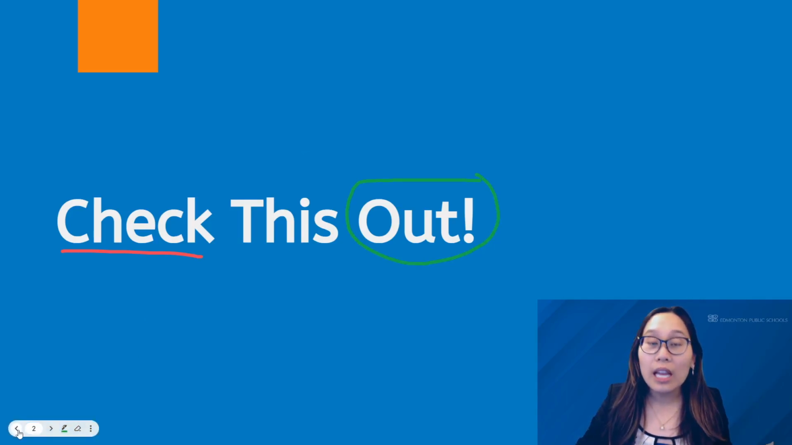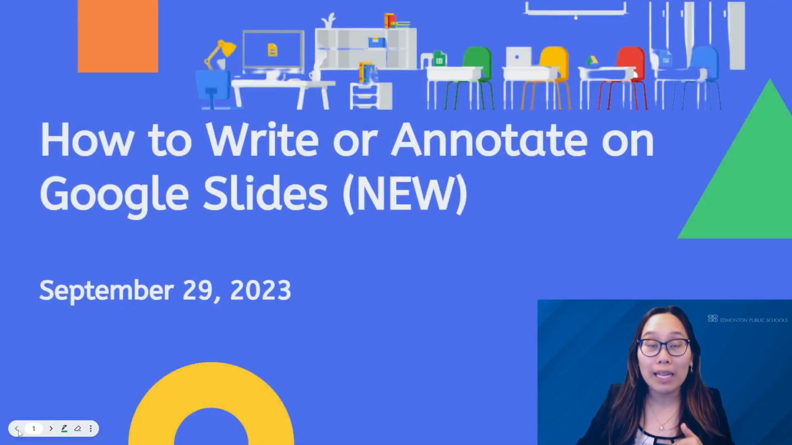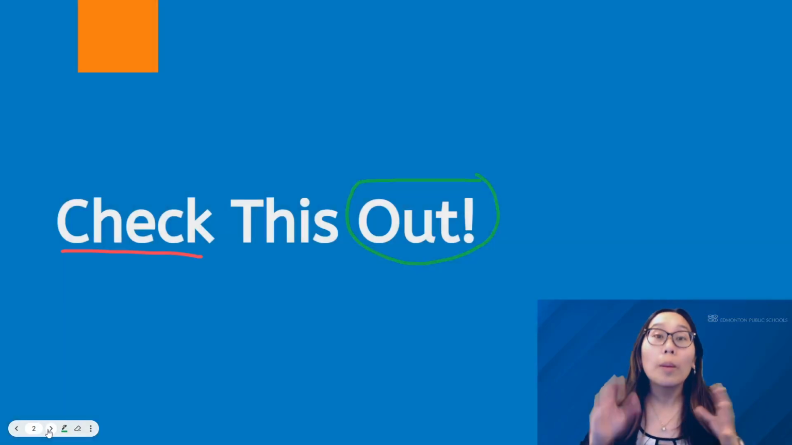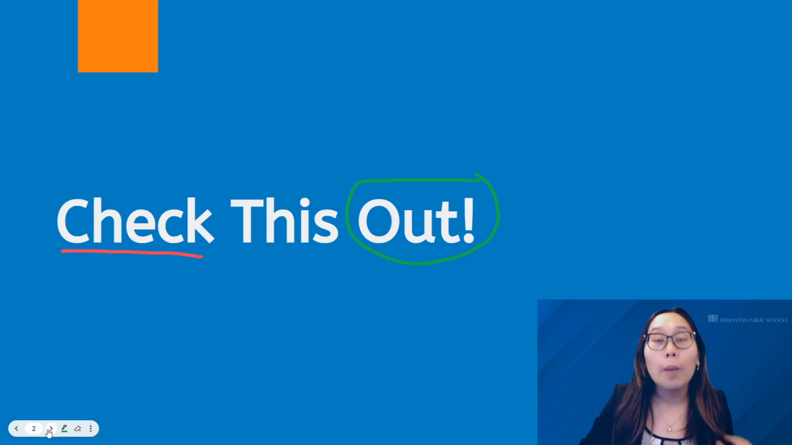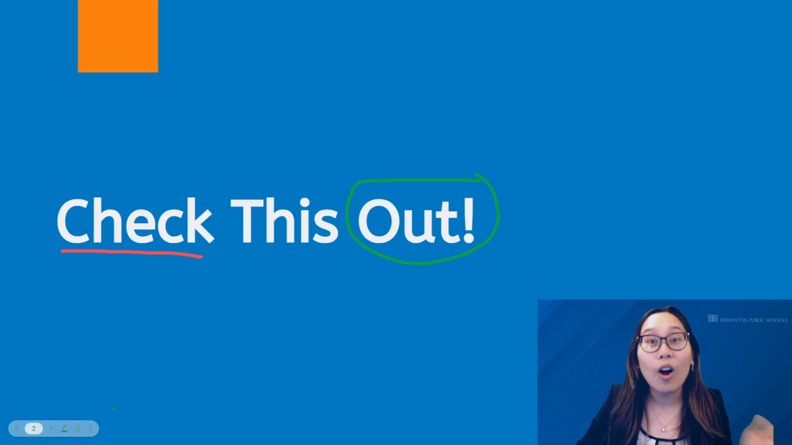And you'll notice that when I move in between my slides, the annotation stays with the slide. So please note that this annotation is not permanent in the sense that if you close the slideshow, it will go away. But going between slides within presentation mode, it will stay on those specific slides that you put there.